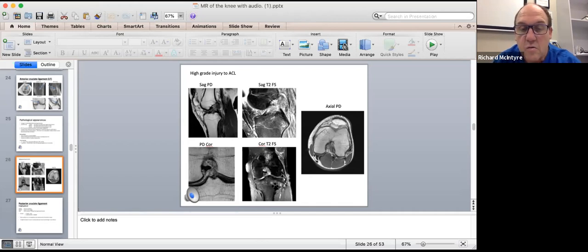You would have all heard that before. If you do a fat sat sequence where the water is bright, so either a T2 or a proton density, you're going to null the signal from fat. Microhemorrhages in these little vessels and trauma to the bone, the subchondral bone, is going to cause edema and signal changes within the bone. That, of course, is called bone bruising.